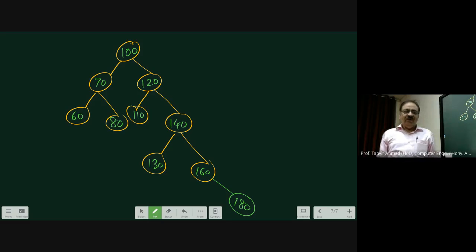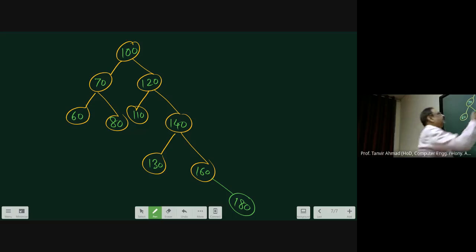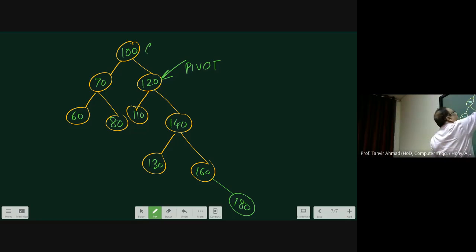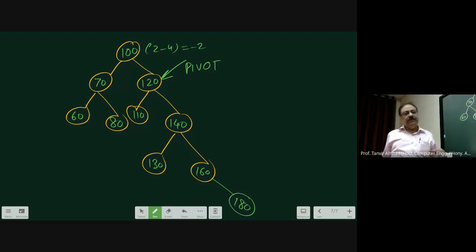Fine. Now where does the unbalance occur? It occurs not at 160, not at 140, but over here. Obviously, 100 also becomes -2, because what is the balance factor of 100? It is 2 minus 4. Left subtree is 2, right subtree is 4. But 120 has balance factor 1 minus 3, which is -2, and 120 becomes the pivot.